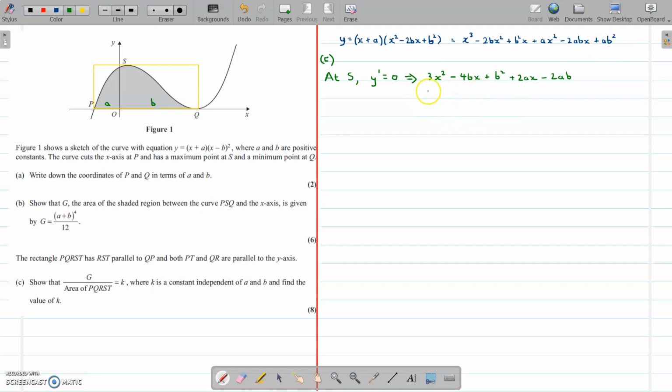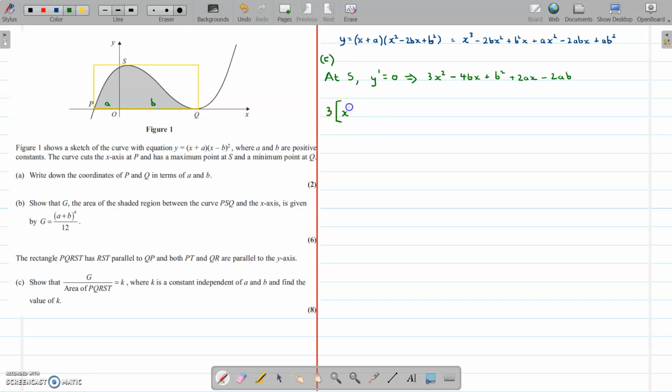Now I'm going to take out a factor of 3. The reason I'm doing this is I'm going to have a quadratic, and it's very algebraic, and in order to solve that I best get x on its own, and the way we do that is by completing the square. So if I take out a factor of 3 from the whole thing, it will enable me to do that quite easily.